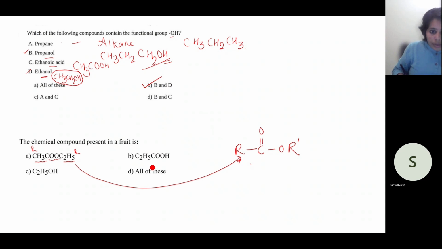This one is propanoic acid. This is ethanol. So the chemical compound which is present in fruit is esters. So the answer is A. So it is ethyl acetate. The name is ethyl ethanoate.